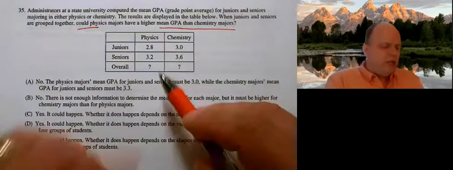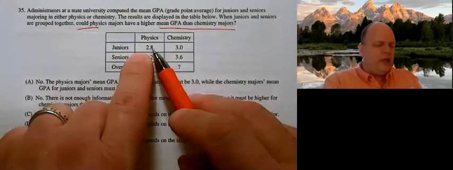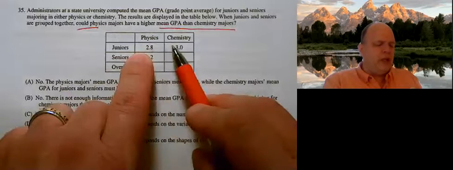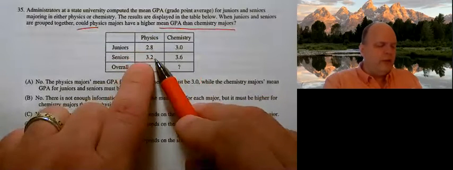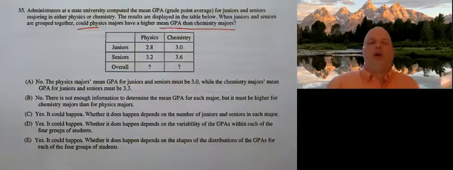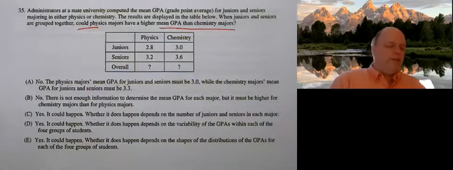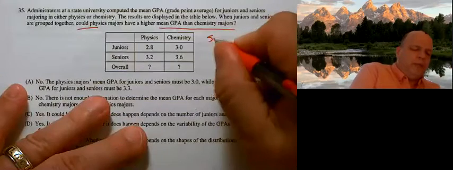Well, we're looking at this one and go, you know what? Junior physics majors are lower than junior chemistry majors. Senior physics majors have a lower GPA than senior chemistry majors. But overall, is it possible that physics could be higher? And the answer is yes. And this is due to Simpson's paradox.